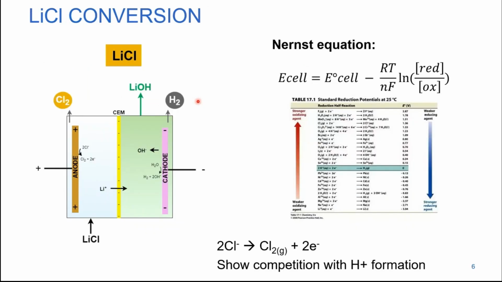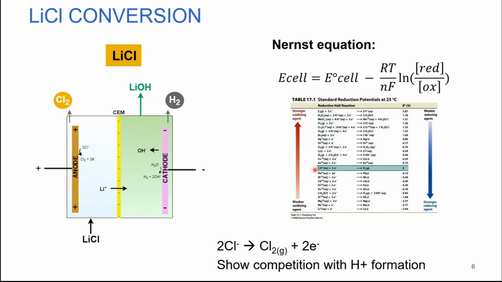Good. Another configuration is this 2-compartment electrochemical cell, which you can use for the conversion of lithium chloride into lithium hydroxide. This is in fact super similar to what I described previously with the chloralkali configuration to produce sodium hydroxide. And what's very particular in this configuration is that you will be producing chlorine gas. Now, why chlorine gas and you will not be splitting water and forming oxygen?